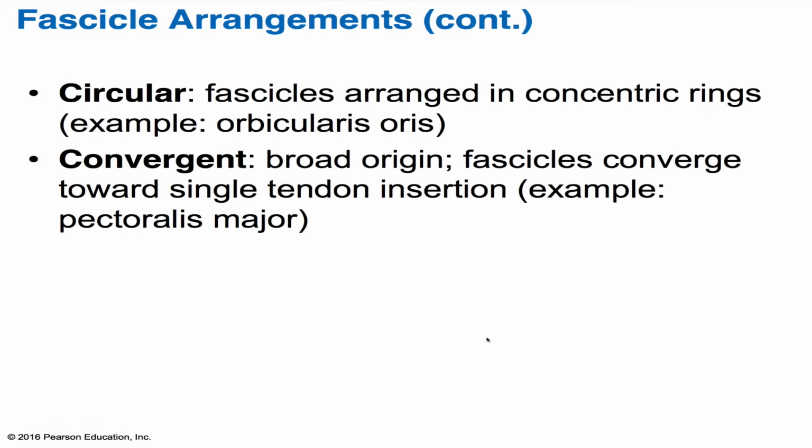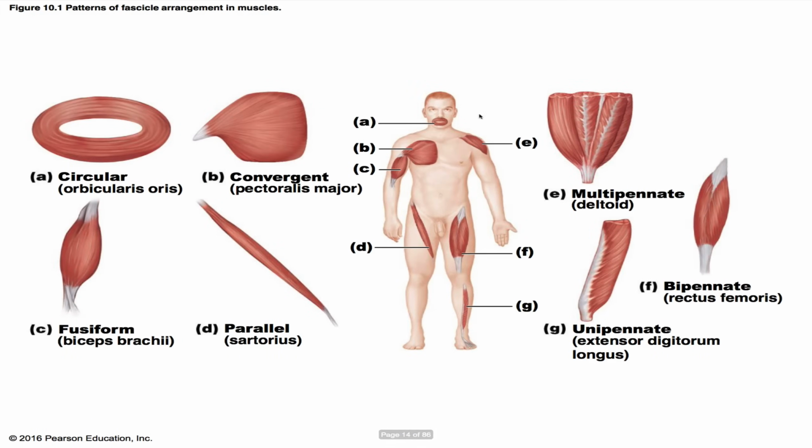So when you have a circular fascicle arrangement, the fascicles are arranged in concentric rings. The perfect example is the orbicularis oris muscle, the muscle that forms your mouth. When these fascicles constrict, the opening closes. When it relaxes, the opening can open. The general term that we use to refer to these circular muscles is sphincters.